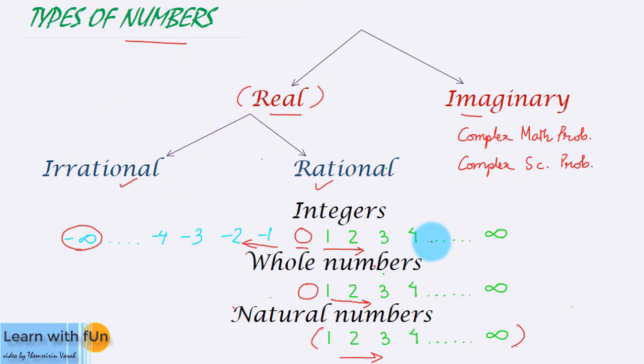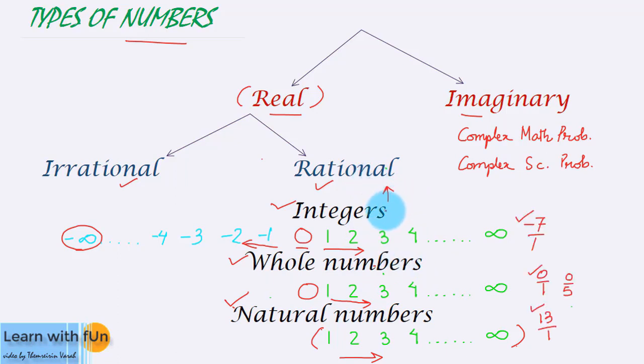Okay, now as we have seen, natural numbers, whole numbers, integers, you will find that all of them can be written in the form of rational numbers. Therefore all of them are rational numbers. And whatever number is not rational is called an irrational number.